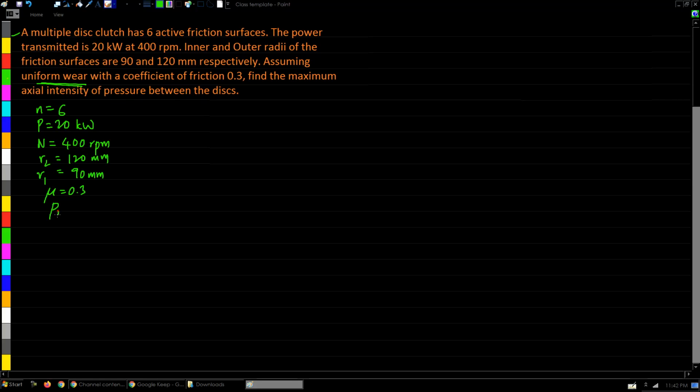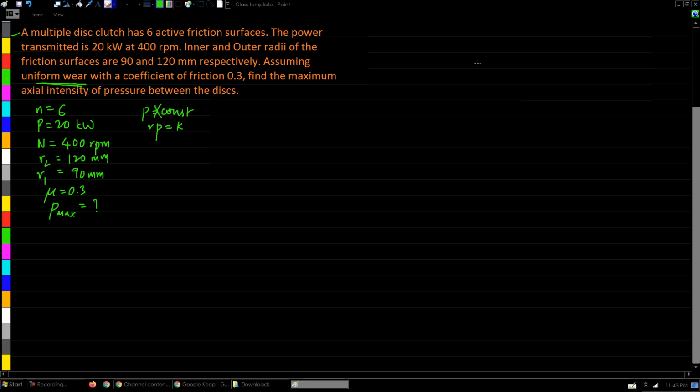Right. So be careful over here. We have to find the maximum pressure that's acting between the discs. So if you remember, for uniform wear, pressure is not going to be constant. In fact, the product of radius and pressure is going to be constant in this case. Fine. And as R changes from minimum to maximum, pressure changes from maximum to minimum. Fine. And we have been asked to find the maximum intensity of that pressure according to this formula.